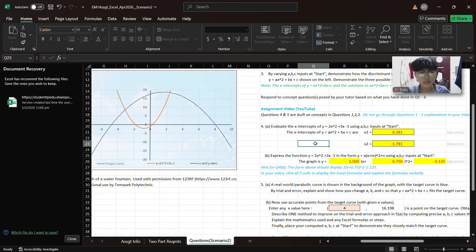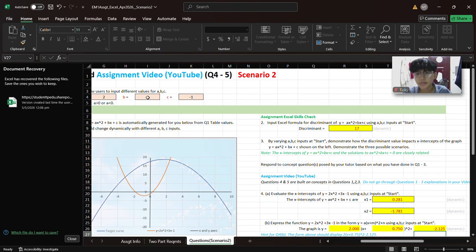Alright, so for 4b, this time we have to convert the form to vertex form. The first value is the coefficient, which is a. The second value uses the formula b divided by 2a, which is here. And for the third value, I use the formula c minus b squared divided by 4a. For the values a, b, and c, I use the values from the stat sections here.